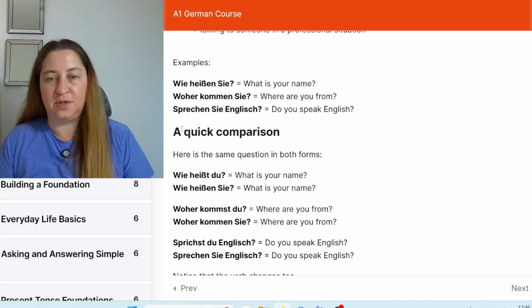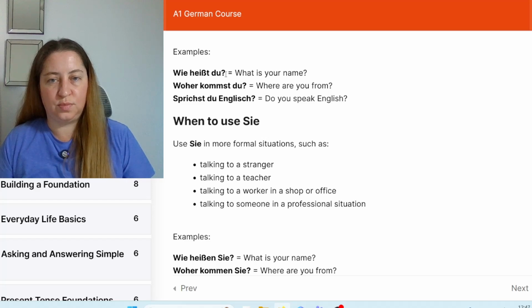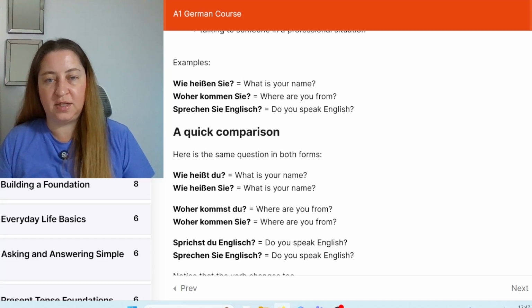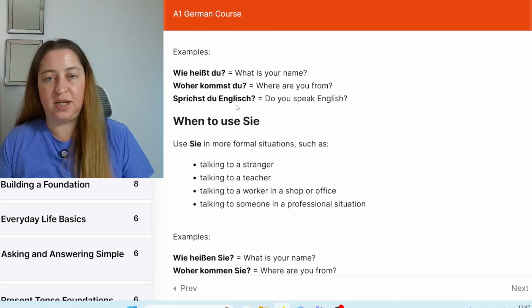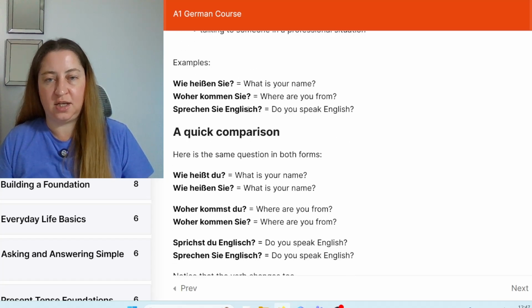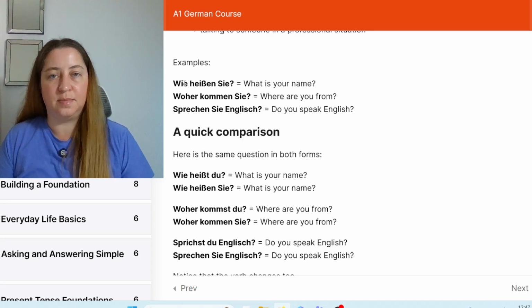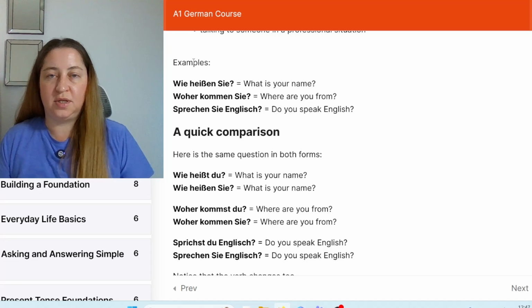Notice that our verbs look a little bit different with Sie than they did with du. We have Wie heißen Sie and Wie heißt du? Woher kommst du? Woher kommen Sie? Sprichst du Englisch? Sprechen Sie Englisch? Notice that all the words are the same except for the verb and the ending. Those endings are what we get when we conjugate a verb. Conjugating a verb is what we do for the different pronouns, like ich, du, Sie, er.